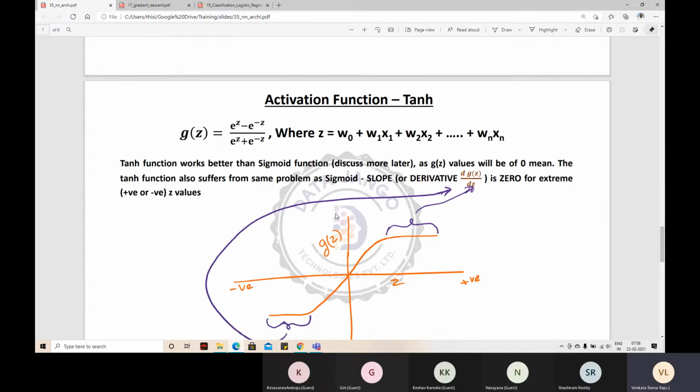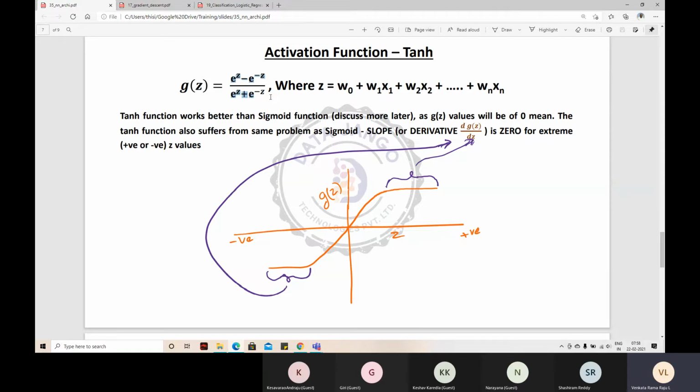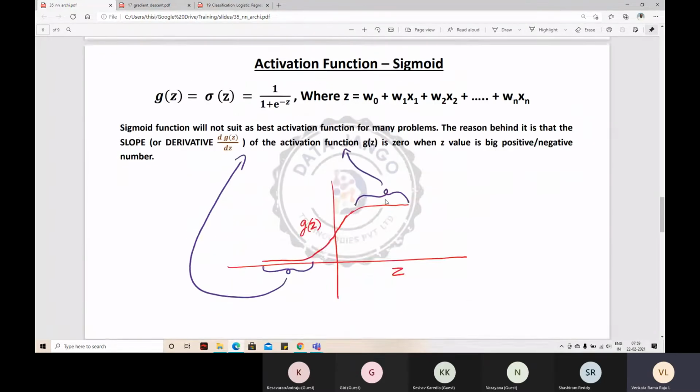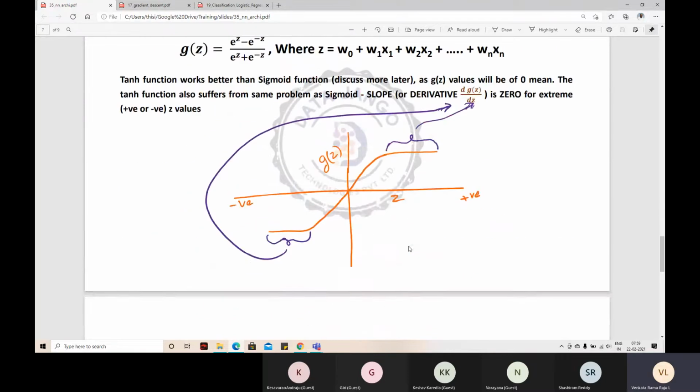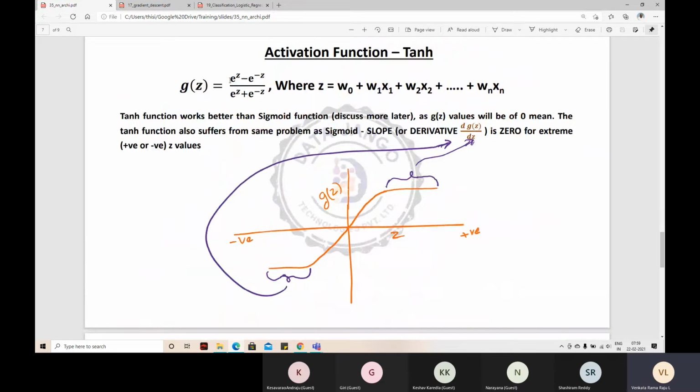Okay, and then the tanh node. Tanh is another function: e power z minus e power minus z, divided by e power z plus e power minus z, where z is again the linear combination. Here tanh is better than sigmoid because the outcome is between -1 and +1. In sigmoid, the value is between 0 and 1. But here the outcome of this equation is between -1 and 1. The tanh function works better than sigmoid.